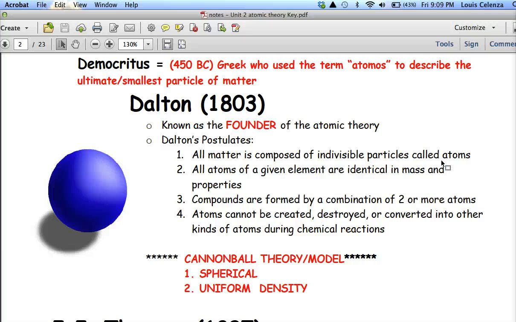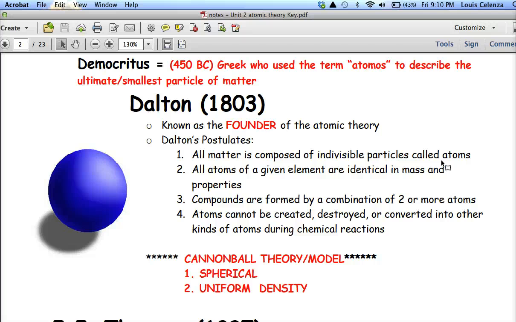And he had 4 postulates about it. You should be very familiar with these postulates, and when I say familiar, you should be able to recite all 4 of these. First, he said that all matter is composed of indivisible particles called atoms. And the term that's important there would be indivisible. The term indivisible in this case means that atoms could not be divided. In other words, atoms were the smallest particles that could exist.